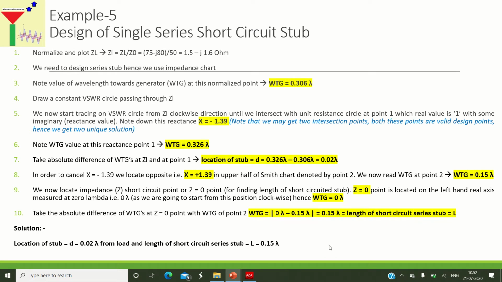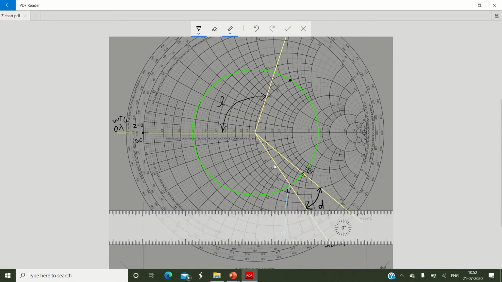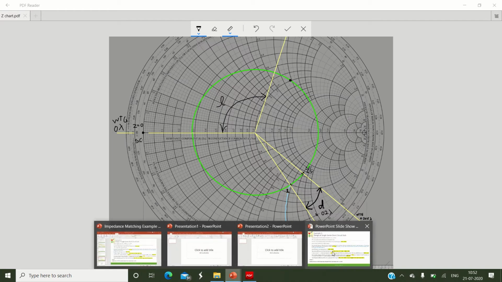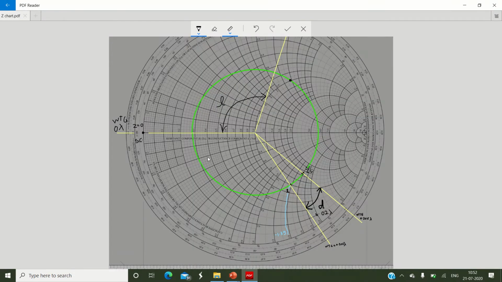So the solution that we have got is the location of the stub, denoted by small letter d, which we calculated in step number 7 and which is denoted in the Smith chart. This will complete our design of the solution. The length of the stub is a series short circuit configuration, and we have found that the length of the stub is 0.15 lambda. This is your complete design in the Smith chart.